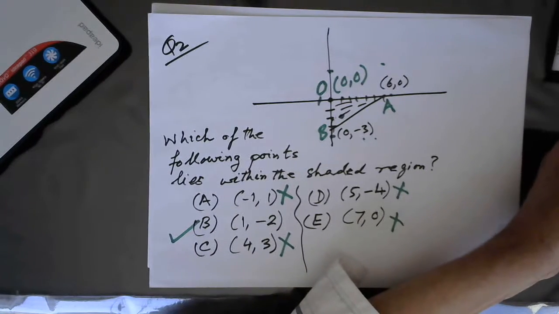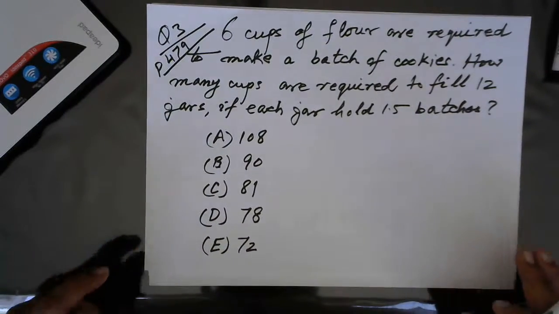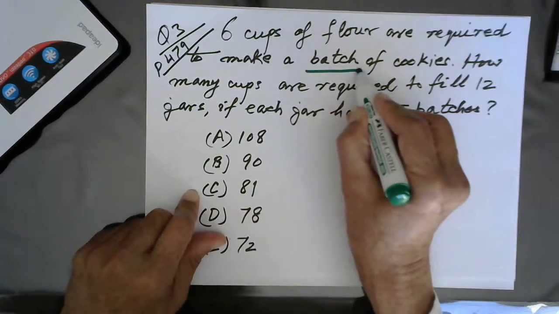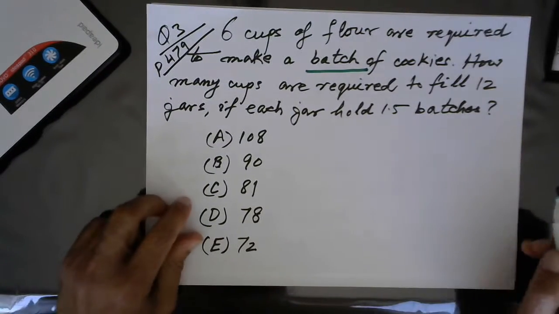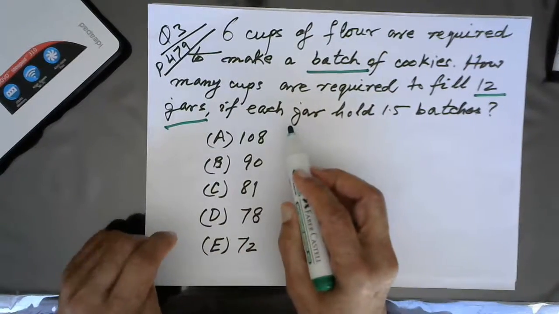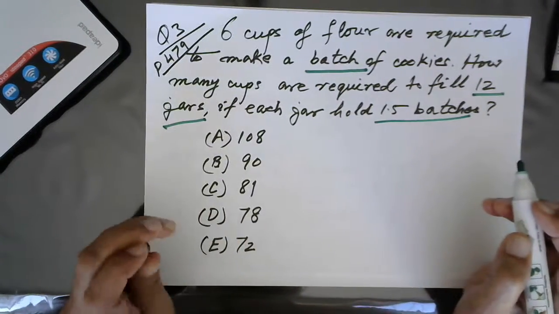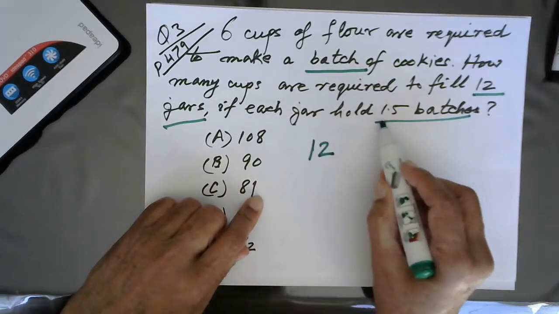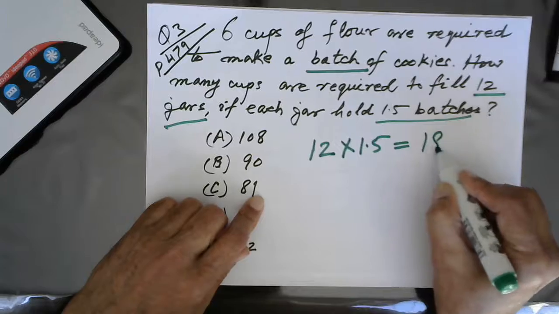Let us move on to number 3. Number 3 is 6 cups of flour are required to make a batch of cookies. How many cups are required to fill 12 jars? Well, these are jars, these are batches. If each jar holds 1.5 batches. So first we find out the number of batches because there are 12 jars and each one holds 1.5 batches. So if we multiply 12 by 1.5, we will get 18 batches.